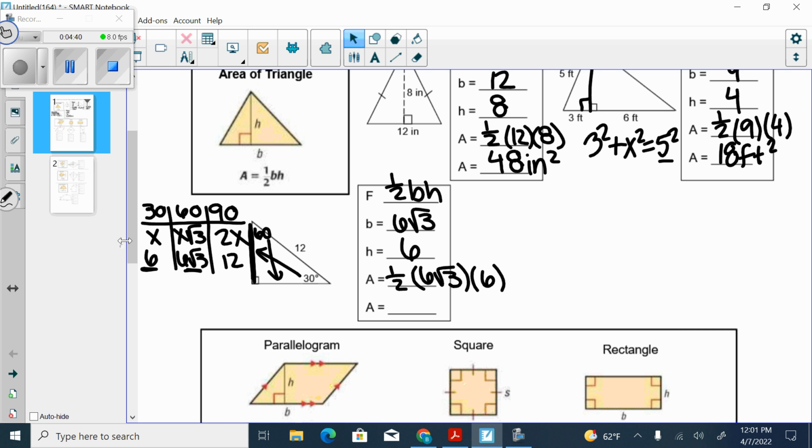What is 1/2 times 6? 3. And then 3 times 6 is 18, okay? So 18 square root of 3. This one didn't give us any units, so we're just going to say units squared. So when they say they want the exact, this is what they're looking for, no decimals. Well, no decimals that continue on, right? It's okay to have like 0.5 or something like that, just not something that you would have to round.